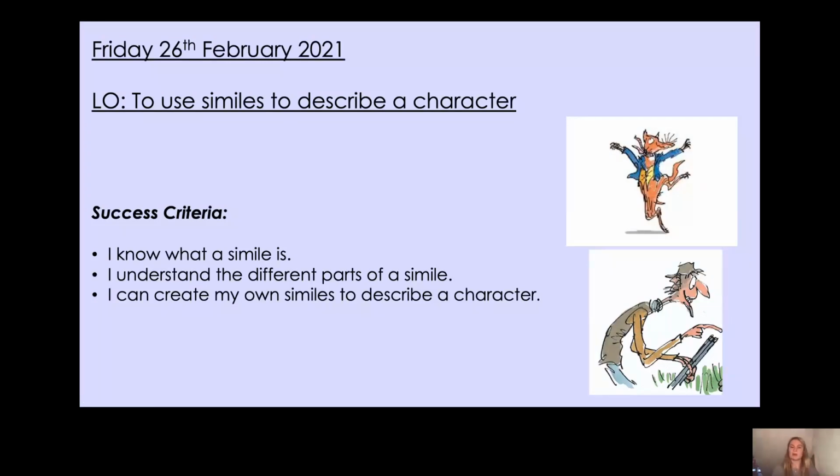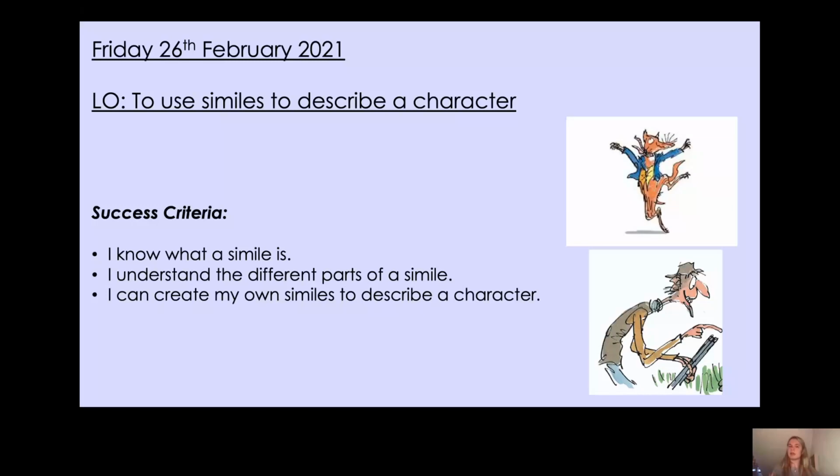Now, over this week, we have been looking at character description, haven't we? And we've looked at describing a character's personality, describing their appearance, and then yesterday, we used our senses to describe how the character sounds, smells, and moves.